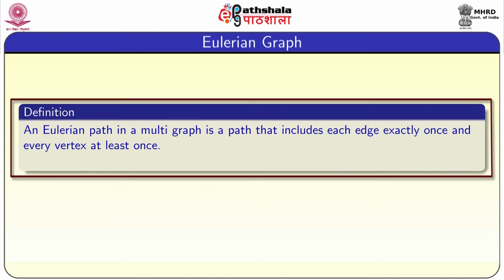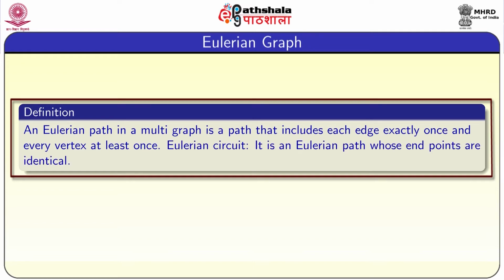Now we are going to define an Eulerian graph. An Eulerian path in a multigraph, here meaning a graph that may have more than two edges between two vertices, is a path that includes each edge exactly once and every vertex at least once. For Eulerian graphs, the graph need not be a simple graph. A Eulerian circuit is a Eulerian path whose endpoints are identical. A graph which contains a Eulerian circuit is called a Eulerian graph.